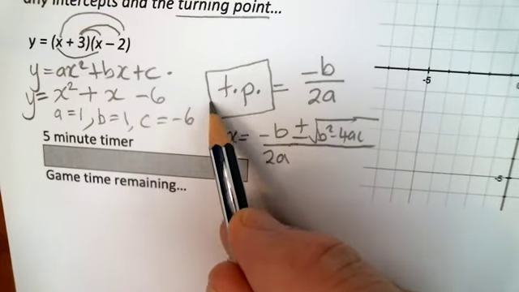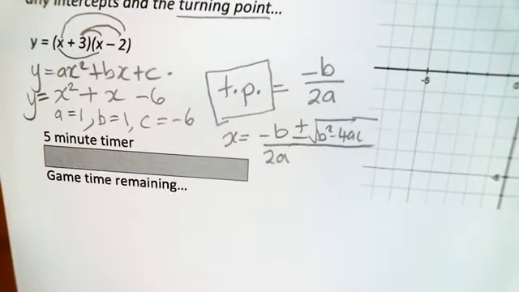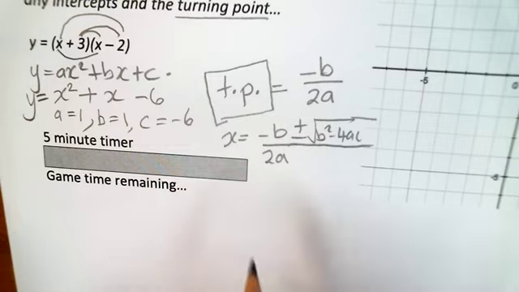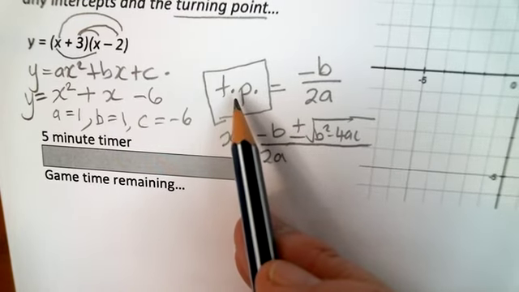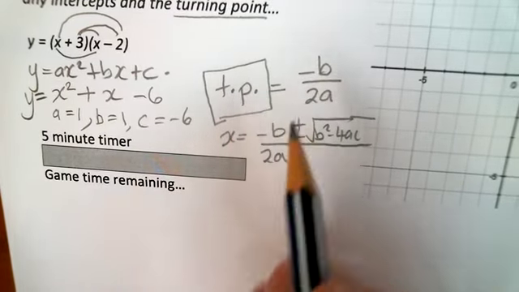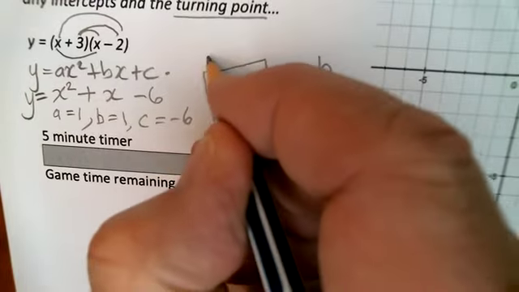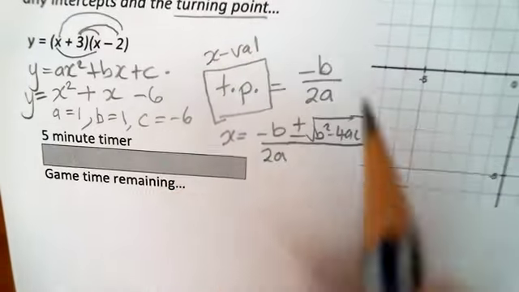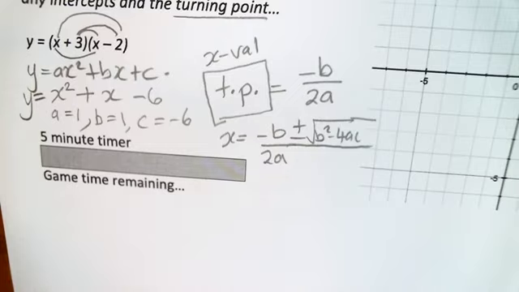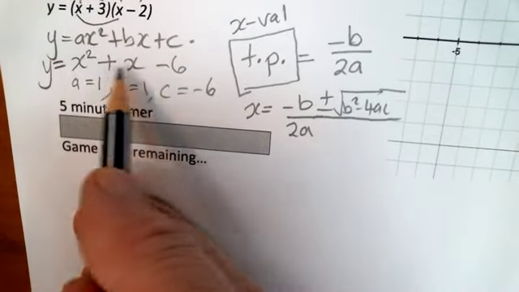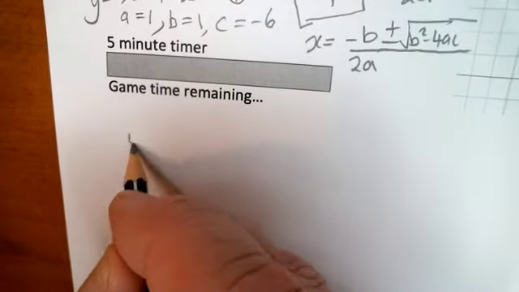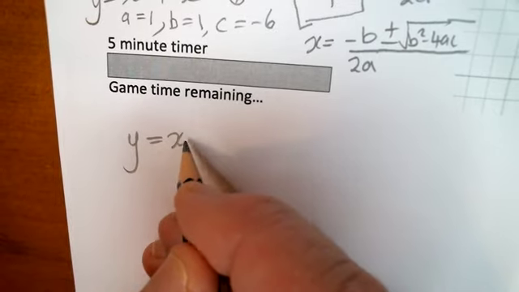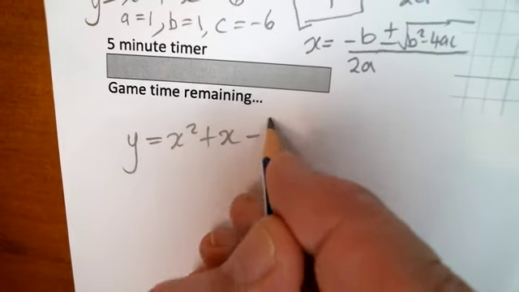So how does this play out? And how do we find the values we need for the turning point? Well, the turning point, in this case, is not so much the turning point, but the x value, and I'll put here x value of the turning point. So let's have a look at how that plays out. So here's my equation in this case. I've got y is equal to x squared plus x minus 6.